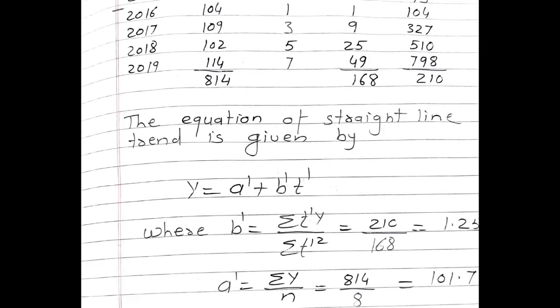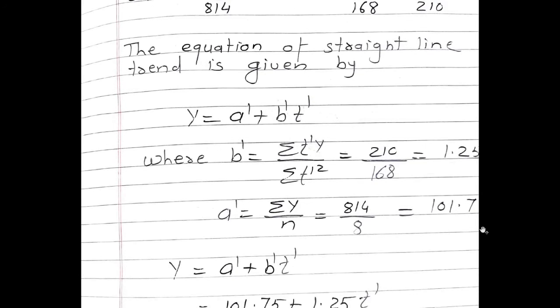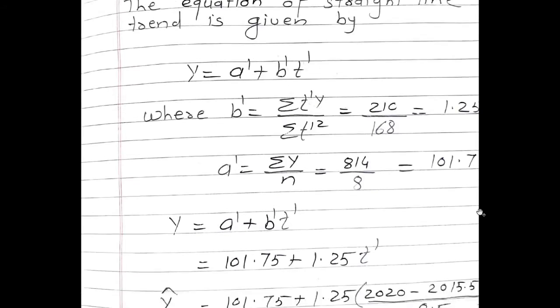Now the equation of straight line trend is given by y is equal to a dash plus b dash into t dash, where b dash is to be calculated as summation t dash y upon summation t dash square, which is equal to 210 divided by 168. So the answer is 1.25. And a dash is calculated as summation y upon n, that is equal to 814 divided by 8. So the answer is 101.75.